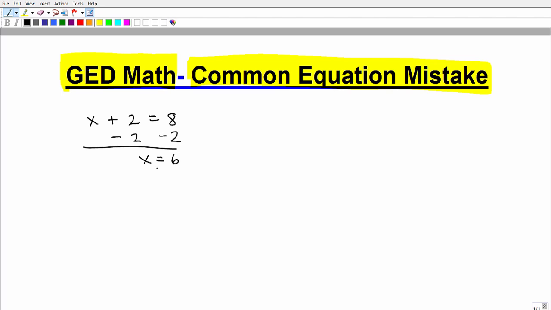This is a real simple equation, and this is the solution. Notice I have the variable here, and I'm adding a number to it, and it's equal to another number. This is what we call a one-step equation, where we literally just took one step to get the answer.